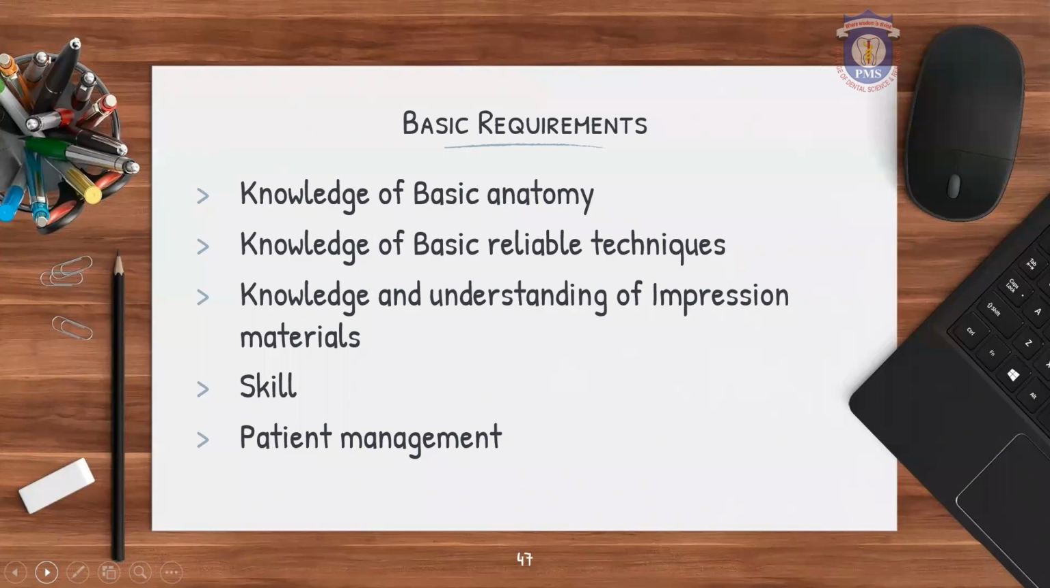So to conclude, the basic requirements for making an impression are knowledge of basic anatomy, knowledge of basic reliable techniques, knowledge and understanding of impression materials, skill, and patient management.